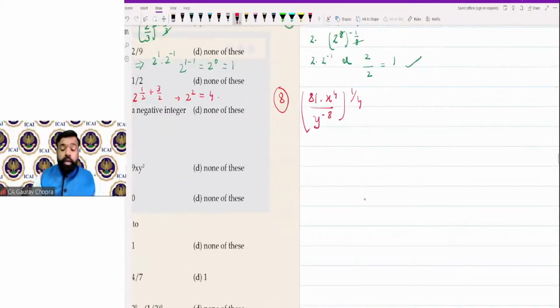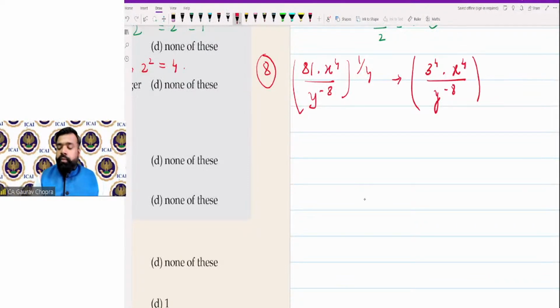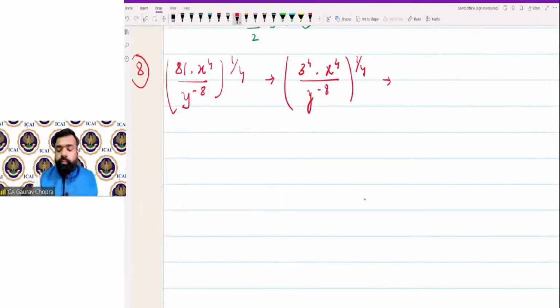Now this 81 can be written as 3 to the power of 4. So if you factorize 81, it will become 3 to the power of 4. Then x to the power of 4 and y to the power of minus 8. All of these have the power 1 by 4. So power 1 by 4 is applicable on each of them.